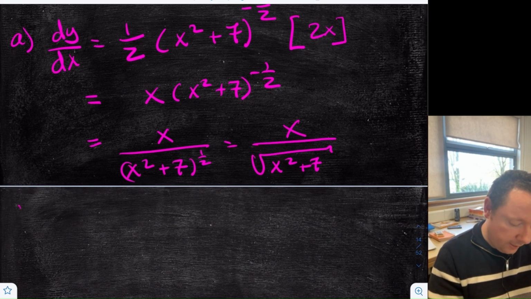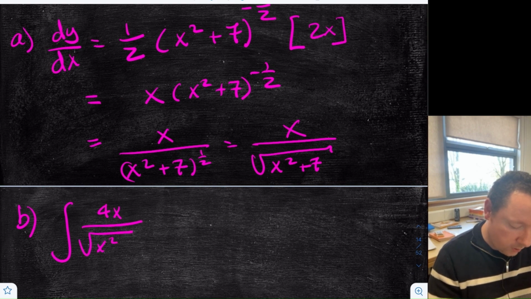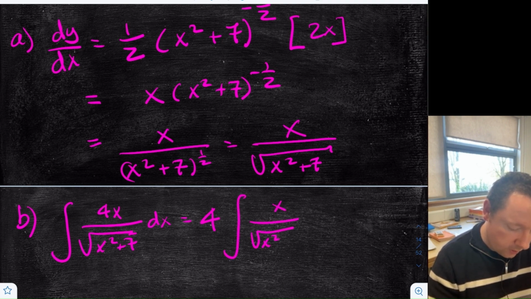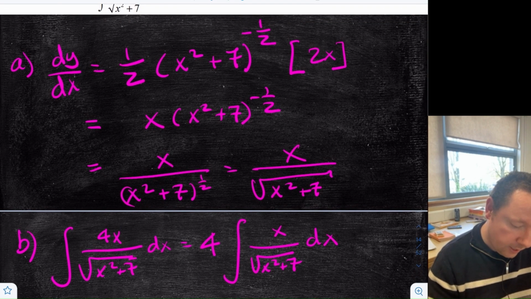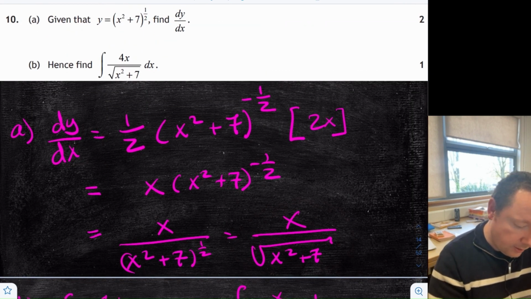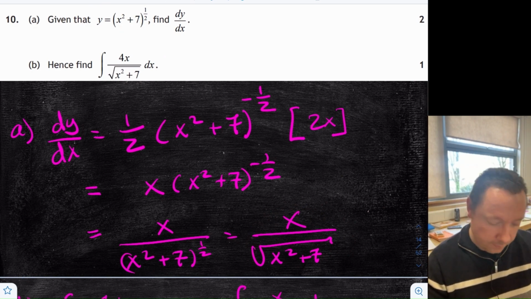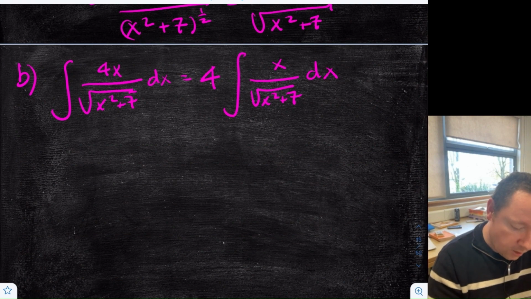So if I do part B, integrate 4x over the square root of x squared plus 7 dx, well, if I just take that 4 out, I get the integral of x over the square root of x squared plus 7 dx, which I already know is exactly the same as what I found out up here, my differential. This integrated is exactly that. So I can just write the integral as x squared plus 7 to the half. Simple as that. So that means my answer is 4 times x squared plus 7 to the power of a half.